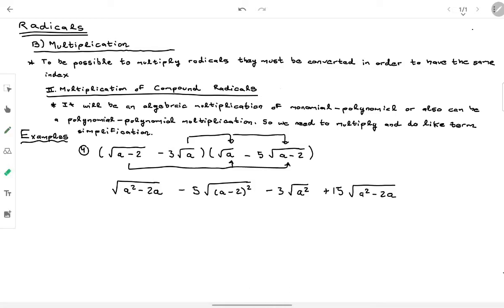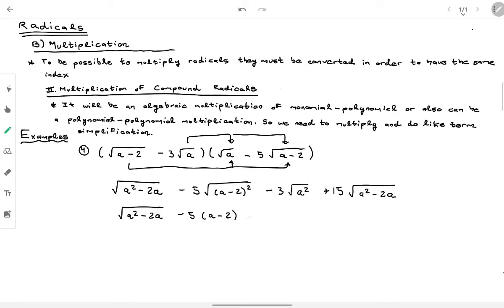What will happen next? This one stays the same. We cannot take out anything. Maybe we can factorize it, but we cannot take out something from the square root. On this one, I can take out an a minus 2.